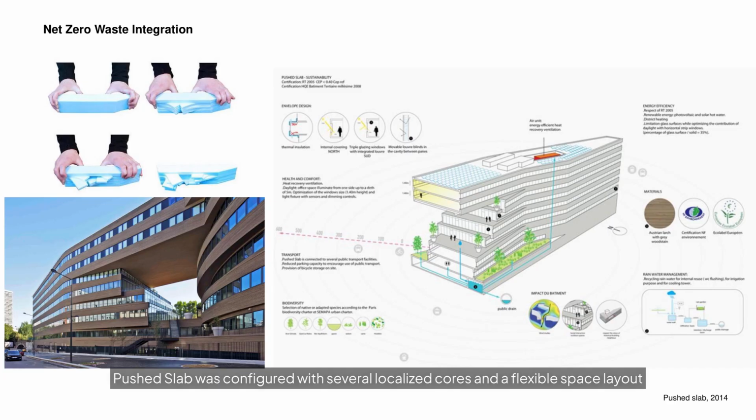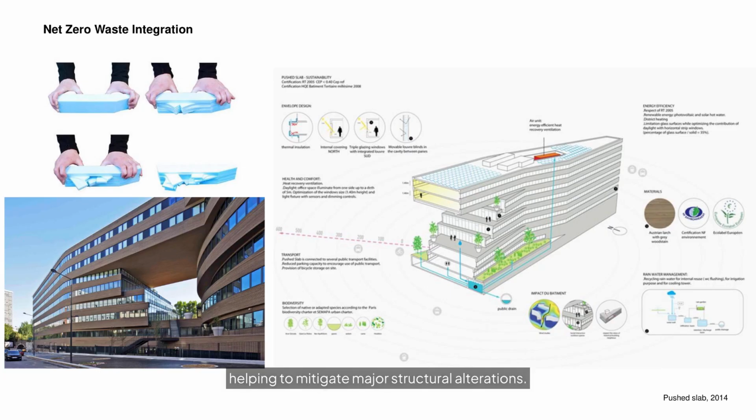Pushed Slab was configured with several localized cores and a flexible space layout to allow for spatial adaptability and ease of accommodation across a variety of tenants, helping to mitigate major structural alterations. Pushed Slab's timber construction, grey water recycling loops, solar systems, and adaptable design highlight net zero waste principles within an urban context.